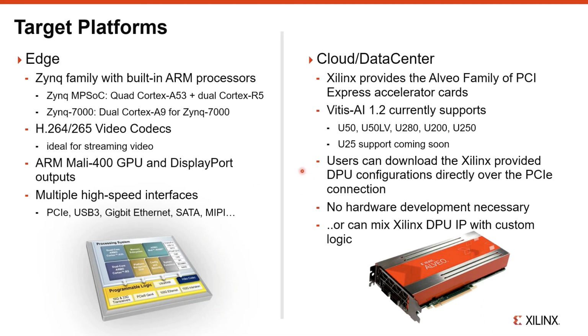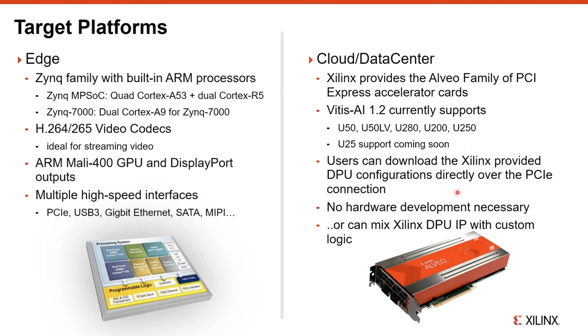For cloud and data center, we have this family of Alveo PCI Express accelerator cards. We support pretty much the entire family. The only one that's still outside of the tools at the moment, because it's very new, is the U25. But all of the mainstream ones, the U50 and U280, which are the high bandwidth memory cards, the new version of the U50 with the low voltage devices on board, and the more mature U200 and U250 Alveo cards.